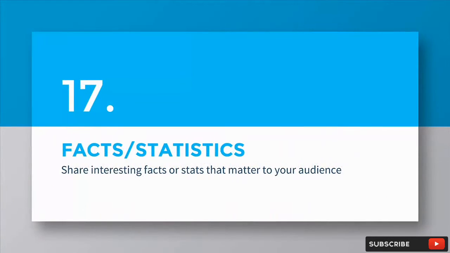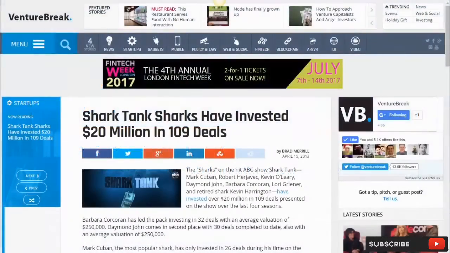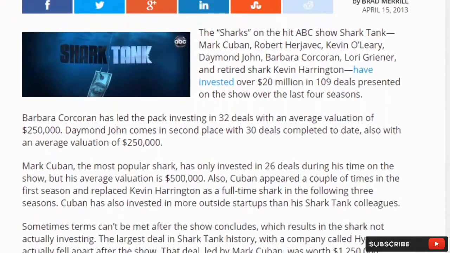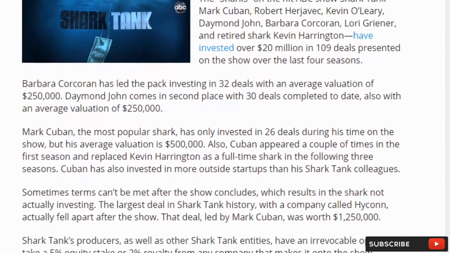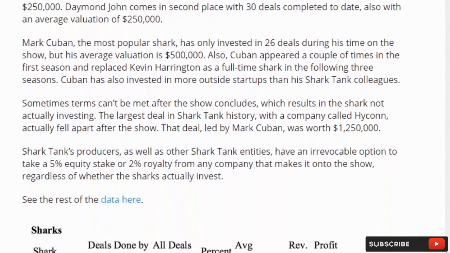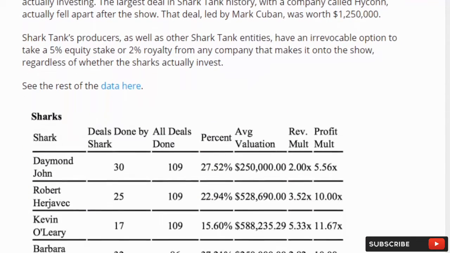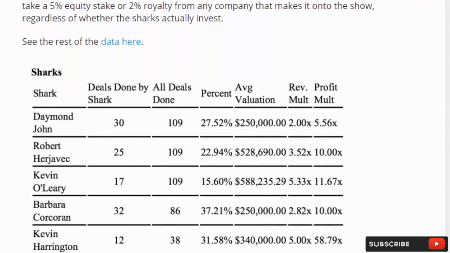Facts and statistics. Some of my most popular posts have been data-oriented articles with facts and figures surrounding a particular topic. Search engines love this stuff, so if you can compile some relevant statistics from various sources, you should be able to drive a good amount of traffic. Be sure to cite all of your sources so people know where you're getting your information.